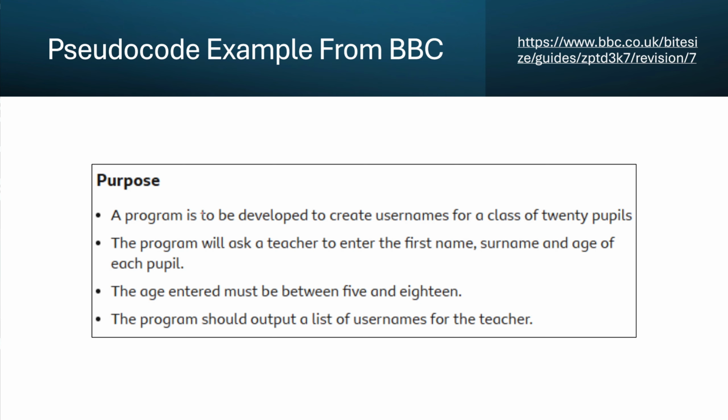So here, let's quickly read and try to understand what we have to do. So a program is developed to create usernames for a class of 20 pupils. The program will ask a teacher to enter the first name, surname, and age of each pupil. The age entered must be between 5 and 18.